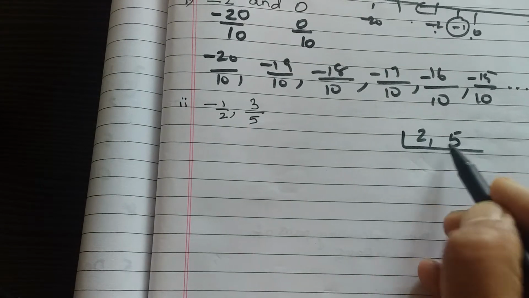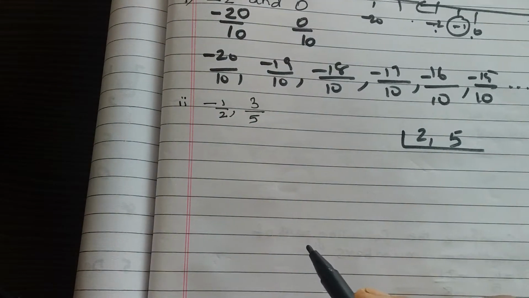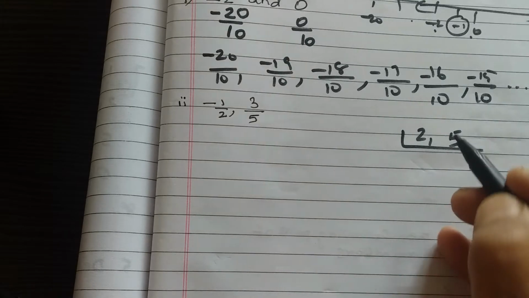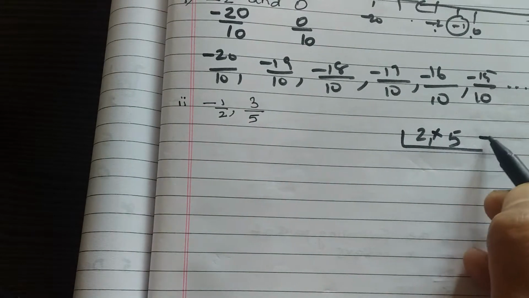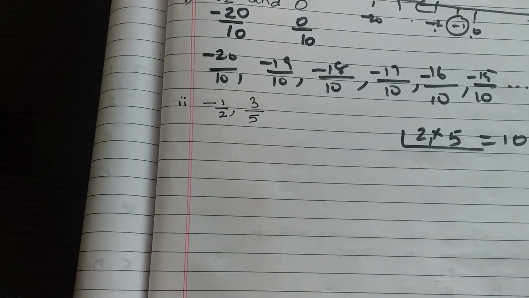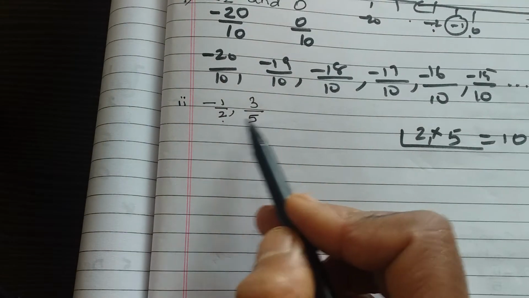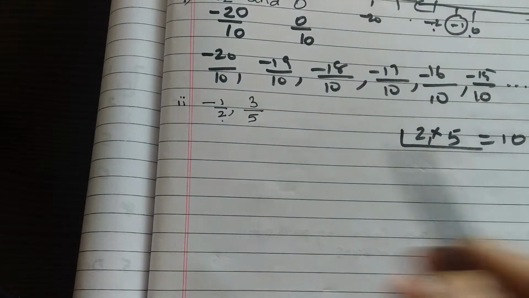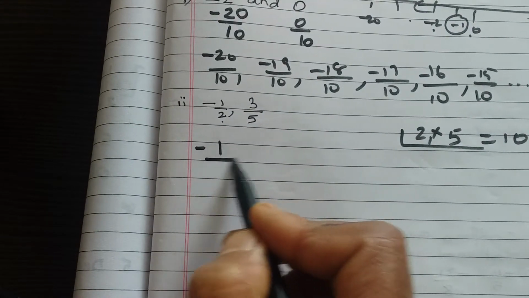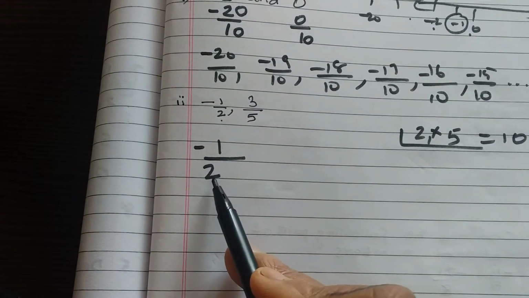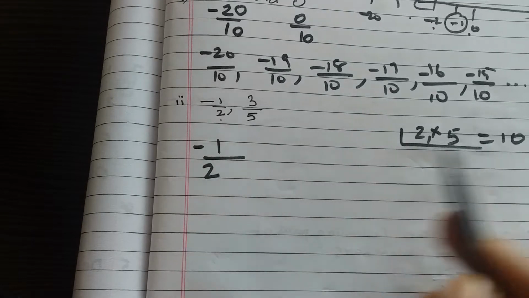What is the LCM for the denominators 2 and 5? They don't have a common factor. They don't come in any of the same table. So we multiply them to find the LCM. 2 5s are 10. Now we have to make each of these denominators 10. So we'll take the first rational number, -1 by 2. We have to change the denominator to 10.